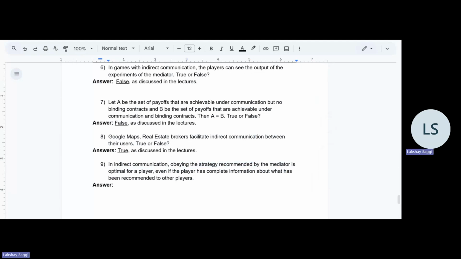So note that nevertheless, it's not always necessary for a strategy recommended by the mediator to be optimal for a player. But suppose the strategy in the indirect game was actually optimal for everyone, like it had incentive compatibility constraints, but now suddenly some person comes and gives the player all the information about the mediator. Maybe I should reformulate this question.